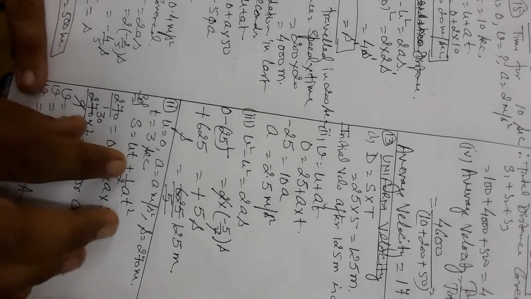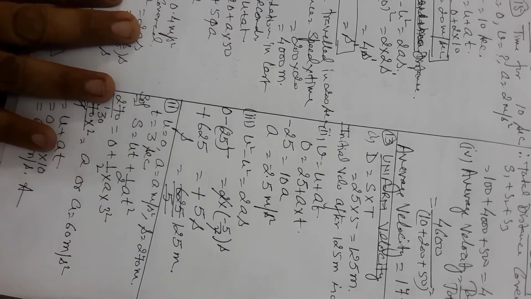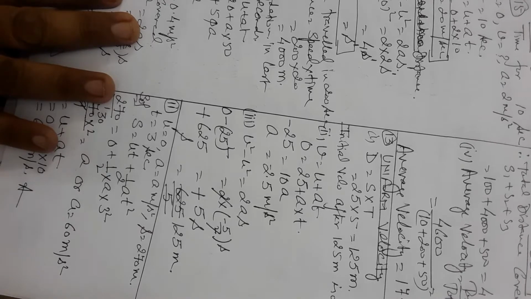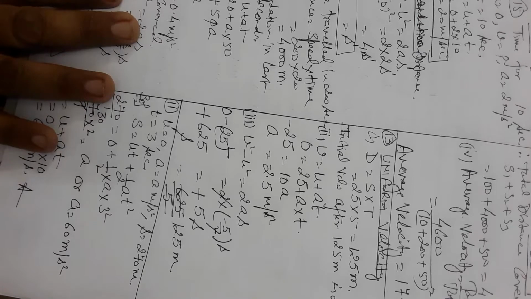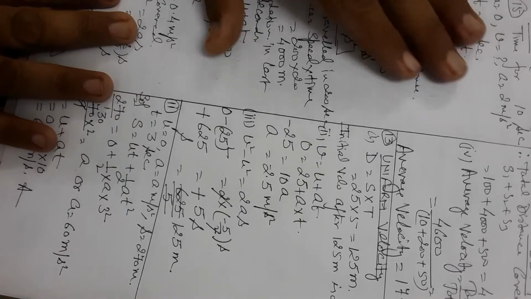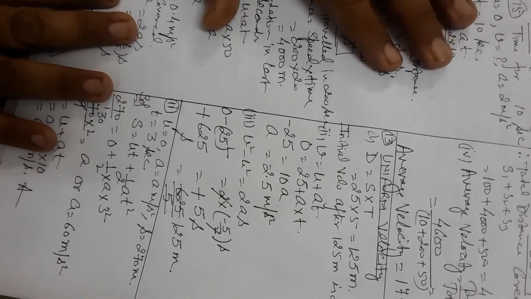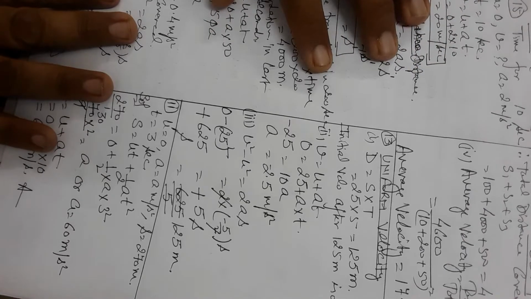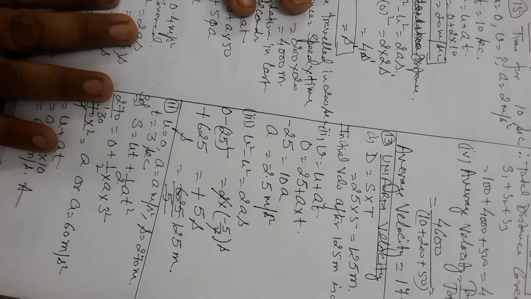A train starts from rest, u is equal to 0, and accelerates uniformly at the rate of 2 meter per second square, a is equal to 2 meter per second square, for 10 seconds. Time is 10 seconds. It then maintains a constant speed for 200 seconds. From here what can we calculate? Time 10 seconds, u is equal to 0, a is equal to 2. So v is equal to u plus at, the final velocity is 20 meter per second. In 10 seconds, the final velocity has reached 20 meter per second.